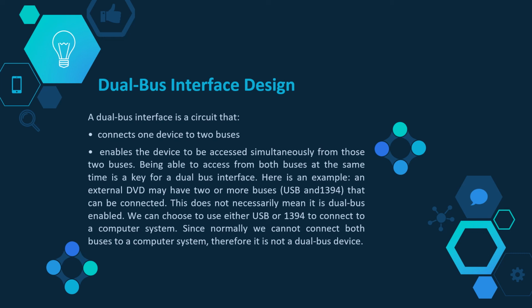So, for example, an external DVD may have two or more buses that can be connected. This doesn't necessarily mean that it is dual bus enabled. We can choose to use USB or 1394 to connect to a computer system. Since normally we cannot connect both buses to a computer system, it is not a dual bus device.